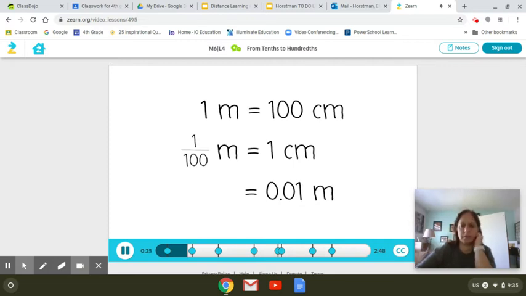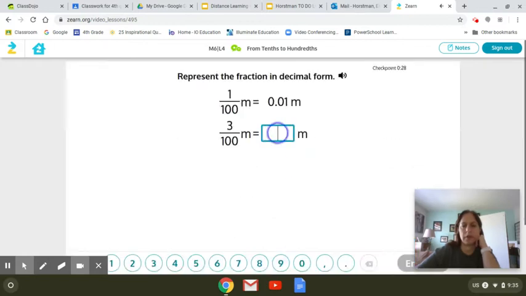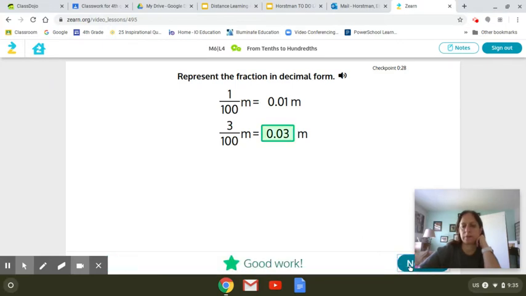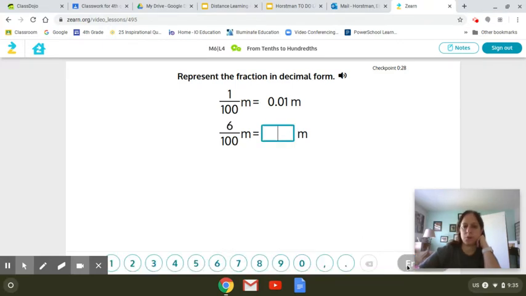How do you think we represent 3/100ths meter as a decimal? If 0.01 was 1/100th, what would be 3/100ths? 0.03. What would be 6/100ths? That's right, 0.06.